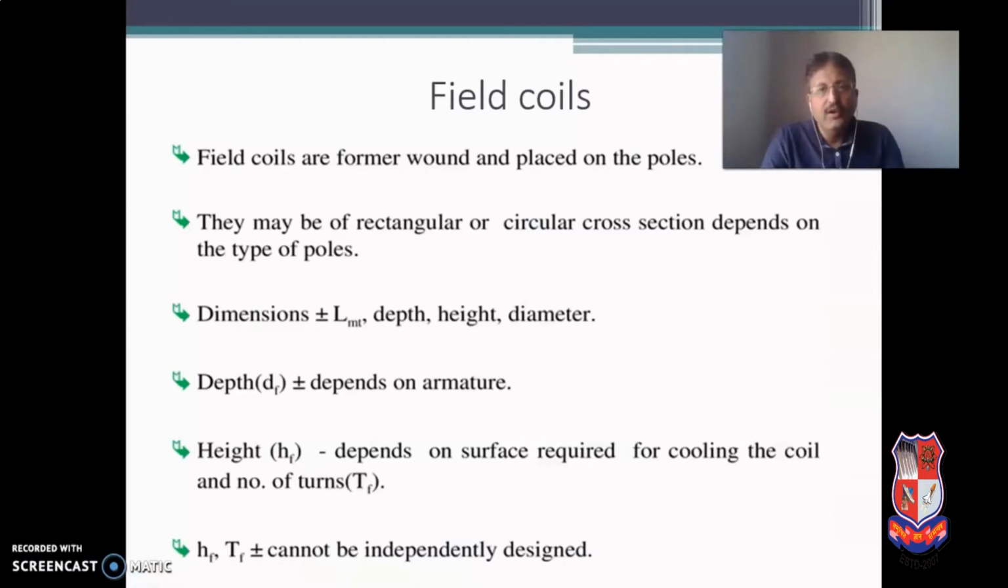Now field coils. The field coils are former wound and they are placed over the poles, as we have discussed. The field coils may be of rectangular shape or a circular cross section area, depending upon the type of the pole. The main dimensions of the field coil are LMT, the length of mean turn of the field winding, the depth of the field winding, which depends upon the armature, and the height of the field winding, which depends upon the surface required for cooling of the coil, and the number of turns. Now HF and TF, these 2 cannot be independently designed. They depend upon each other.